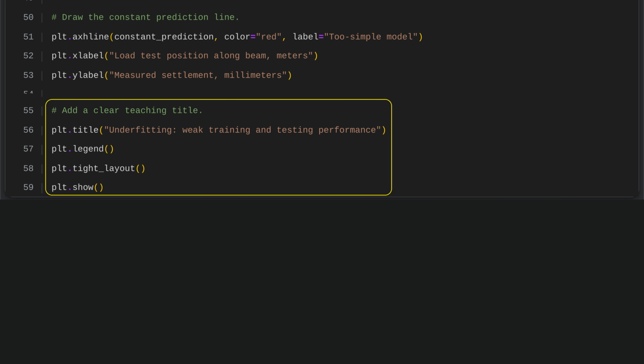The plot is finalized by adding a clear title that highlights underfitting, where the model performs poorly on both training and testing data. A legend identifies the data and prediction. The layout is adjusted so everything fits neatly, and the plot is displayed to help assess the underfitting pattern visually.